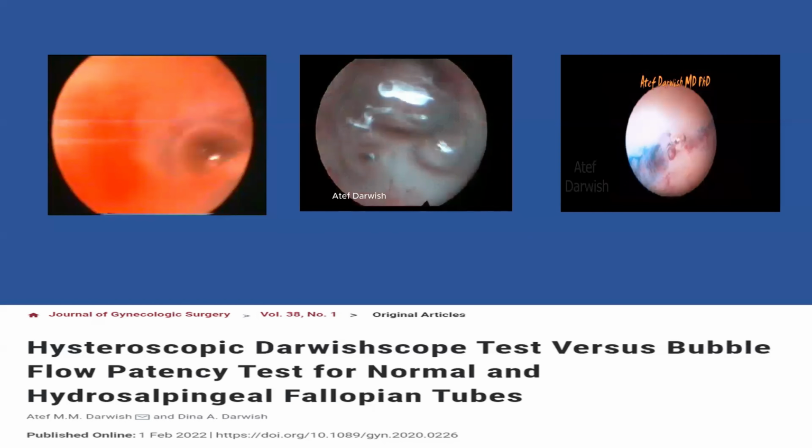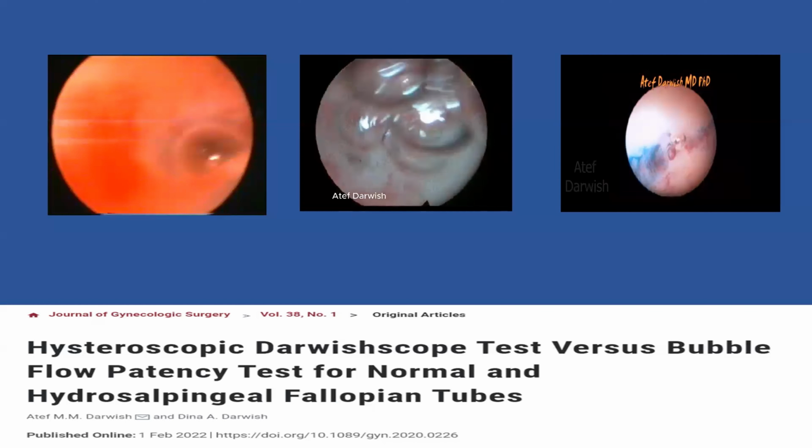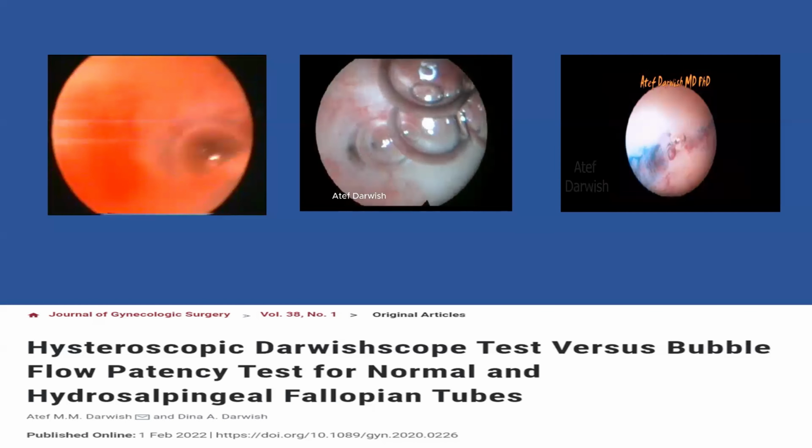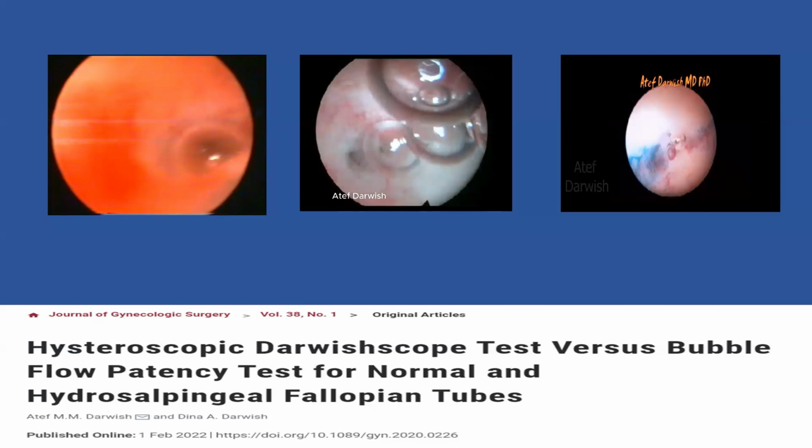So hysteroscopy could signify the importance of effect of progestogens on the fallopian tube in vivo without any exposure to irradiation, without any invasive procedures. This is an office procedure done without anesthesia, 2.6 millimeter periscope and 3.2 outer sheath.